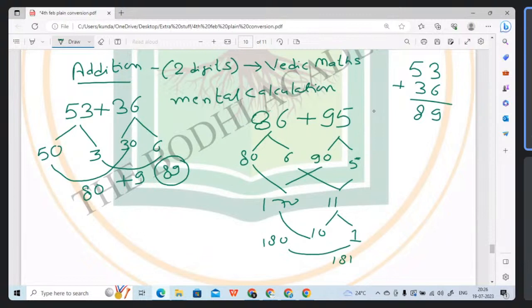Okay, so this is the technique which we can do. And if you want to work mentally, if you want to do a good amount of mental calculation, you see all the vehicle numbers.